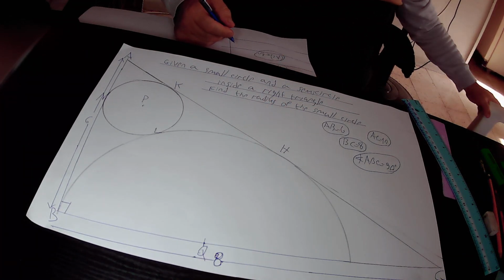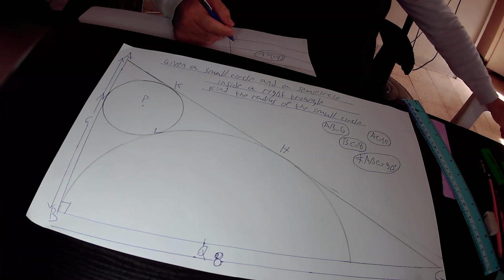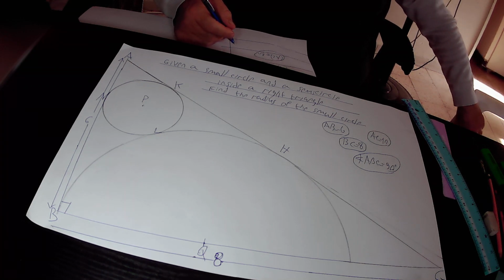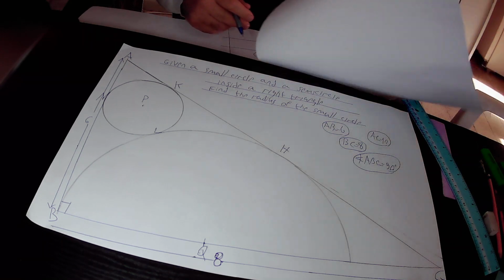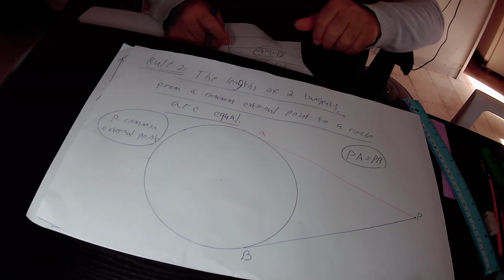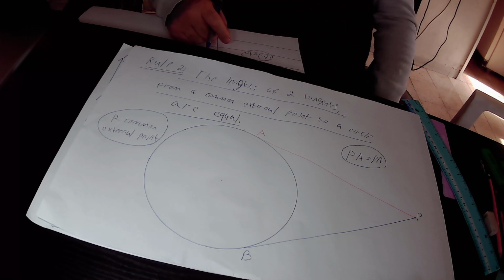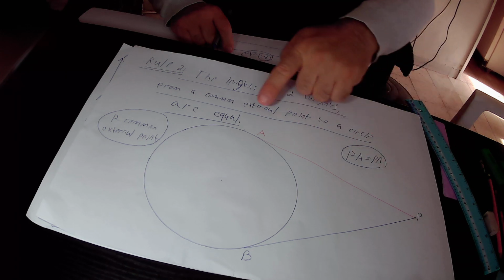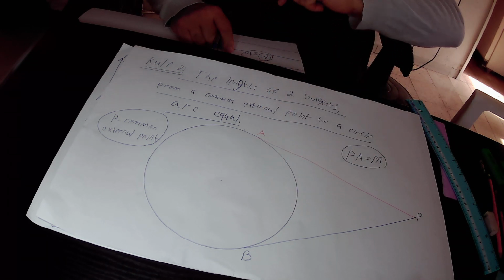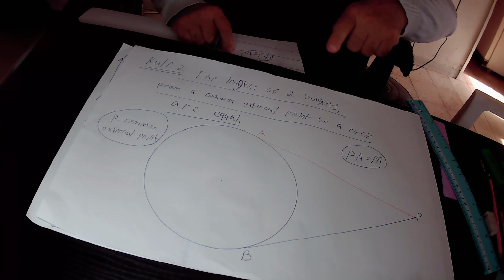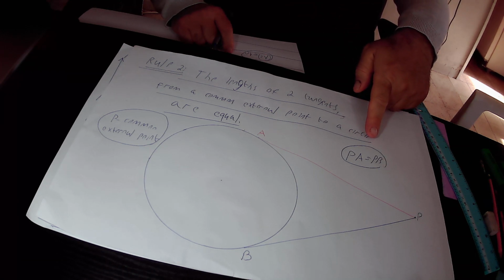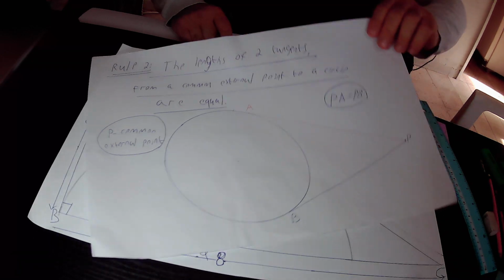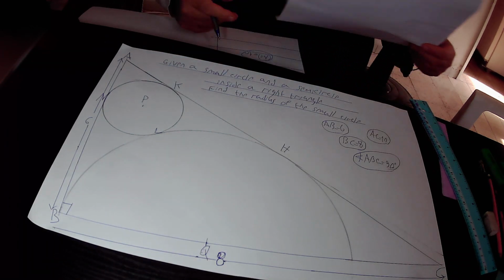So here you can actually implement rule 2. According to rule 2, the lengths of two tangents from a common start point to a circle are equal. So we have, this is the common start point, point P. From this common start point, point P, we have two tangents to this circle, tangent PA and then tangent PB. And according to this rule 2, they are equal to each other. That is to say, PA equals PB. So we can actually implement rule 2 in our drawing.